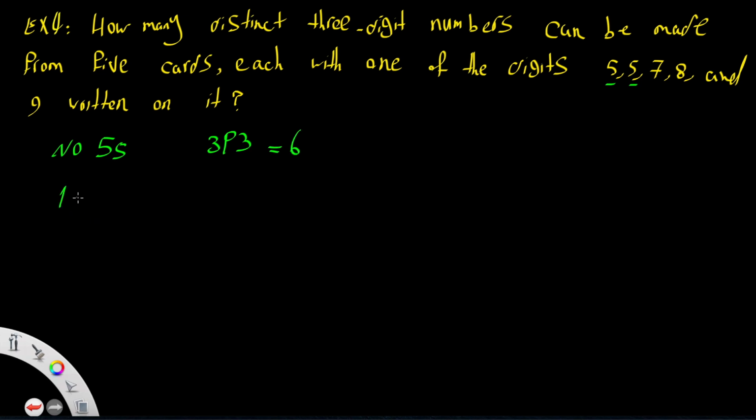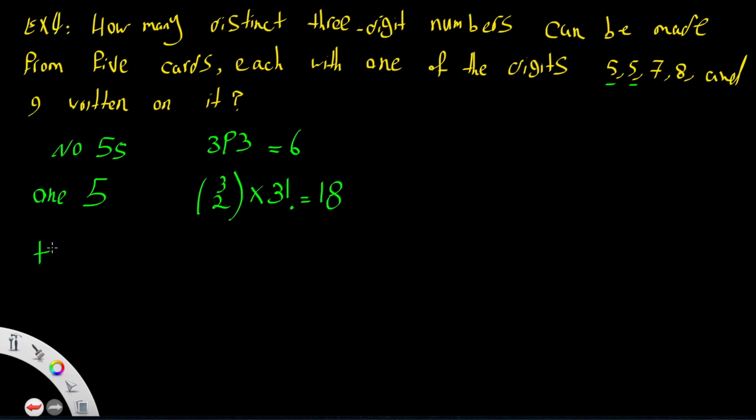Now, if you have just one 5, it is already chosen, so you need to choose 2 more digits to make a 3-digit number. So it will be the combination where 2 of the digits 7, 8 and 9 are selected. Now you have 3 digits, and these 3 digits can be permuted to produce new 3-digit numbers. Because here order matters, it should be multiplied by 3 factorial, which is 18.